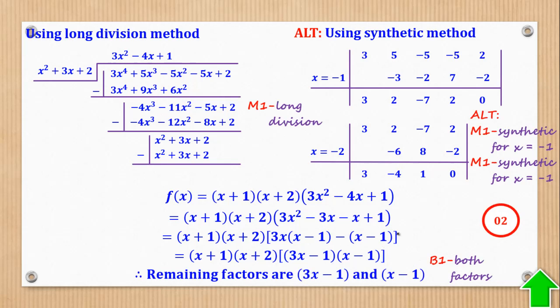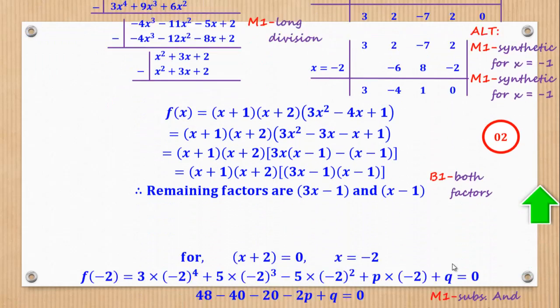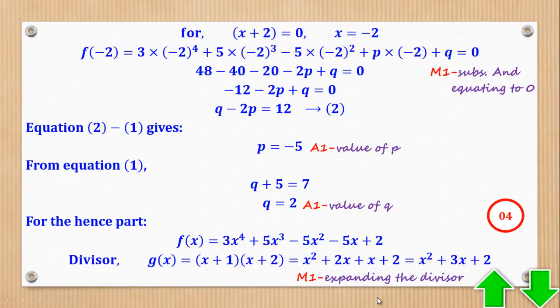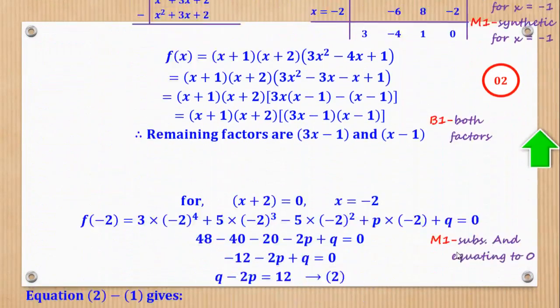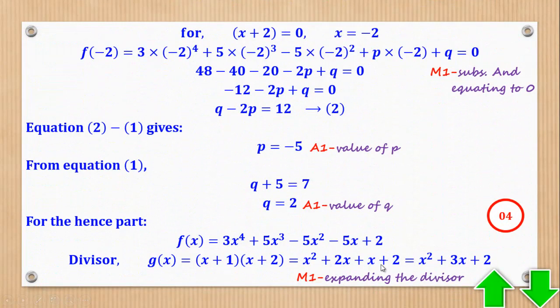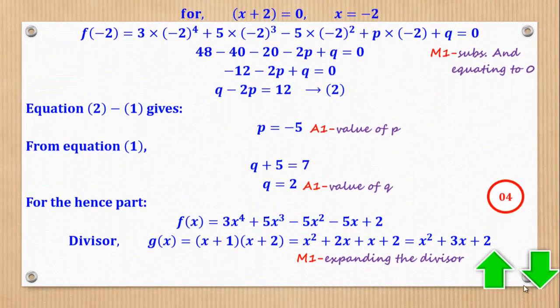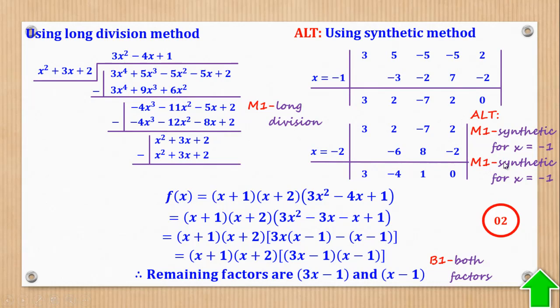So if you used the synthetic method, there was no need to expand this divisor. That is why for long division, there is only 1 mark. If you look at this, there's only 1 mark because the second mark went at expanding the divisor. But for synthetic, there's no need to expand. That's why there are 2 marks there.